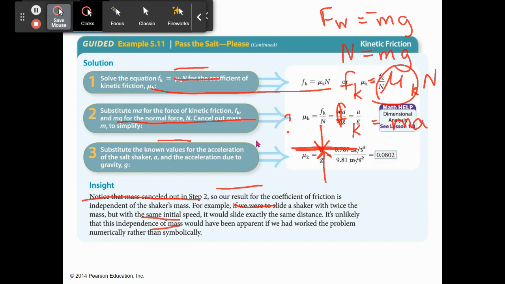All right. Okay, so you can't see this very well, so I'm going to talk through it up here. So we're going to take those four equations and we're going to rearrange them to solve for the coefficient of friction.